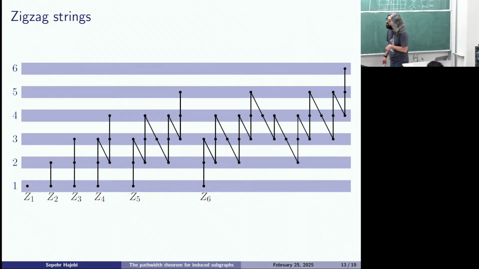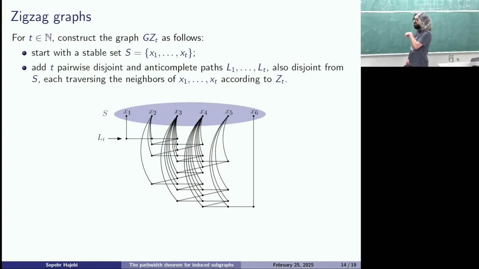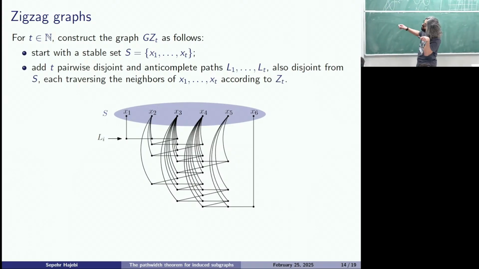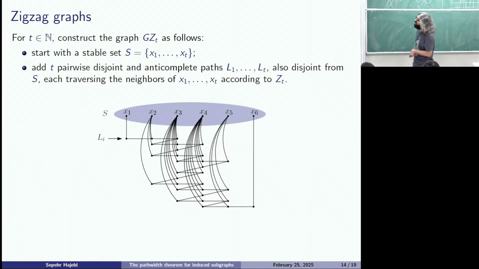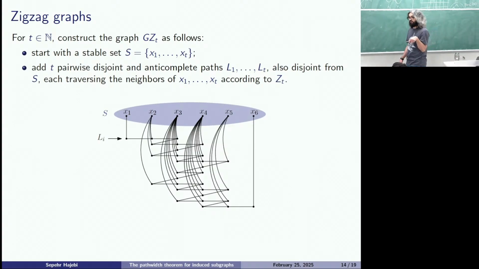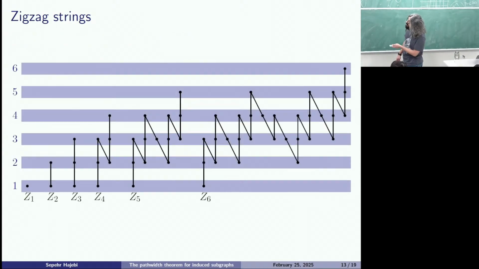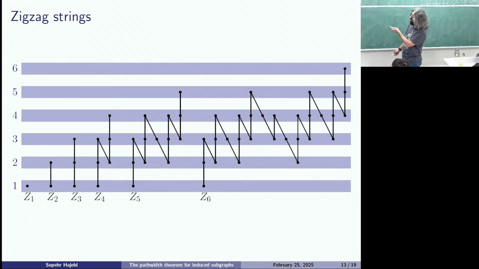And then I'm going to construct a graph. For each t, I'm going to construct a graph, G_z_t, which I'm going to call the zigzag graph. So what is the zigzag graph with parameter t? You start with a stable set of t vertices, again in linear order, and you have t pairwise disjoint and anti-complete paths. And for each path, you walk through the path and you pick up neighbors of the vertices in the stable set according to the string zt. So if you remember, z6 looks like this, what you see on the far right in this picture.